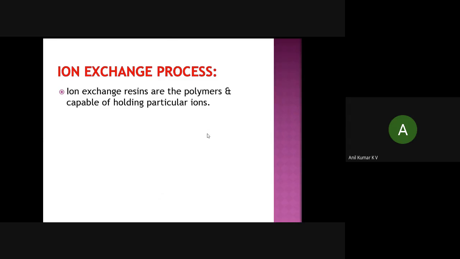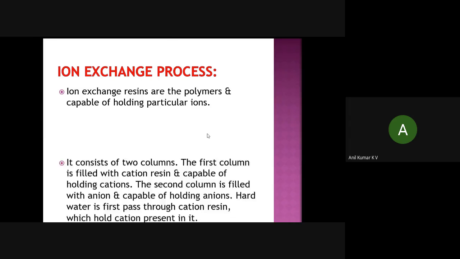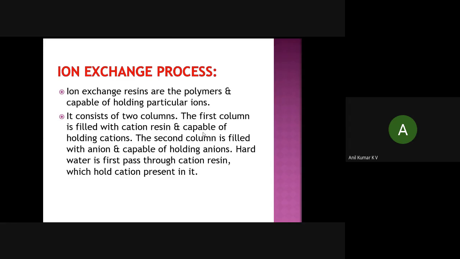Ion exchange process. Ion exchange resins are polymers capable of holding particular ions like cations and anions. It consists of two columns. The first column is filled with cation resin and is capable of holding cations, positive ions like Na+ ions, K+ ions, etc. The second column is filled with anion resin and is capable of holding anions like Cl- and SO4 2- ions, etc. Then hard water is first passed through the cation resin, which holds the cations present in it.